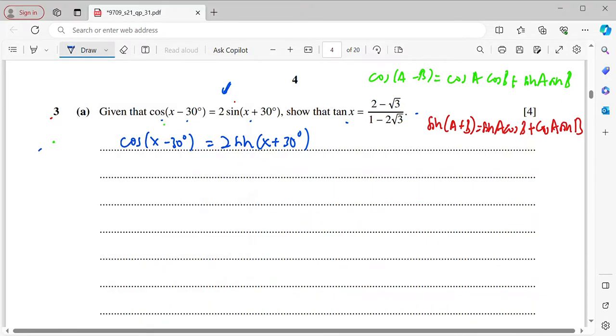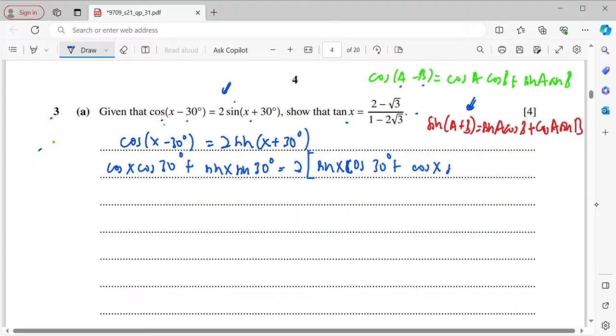So now when you rewrite, or just replace, the a will be x, the b will be 30 degrees. So I will get cos x cos 30 degrees plus sine x sine 30 degrees equals 2 times sine(x plus 30 degrees). Just refer to the red color formula. It will be sine x cos 30 degrees plus cos x sine 30 degrees.